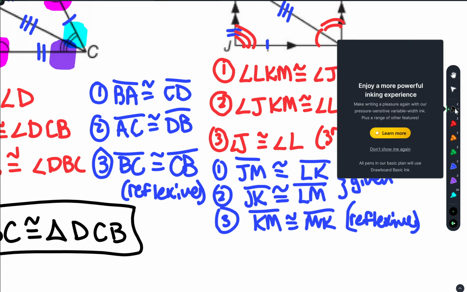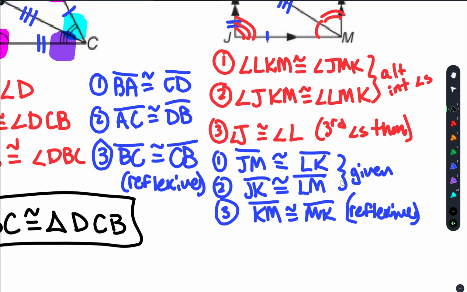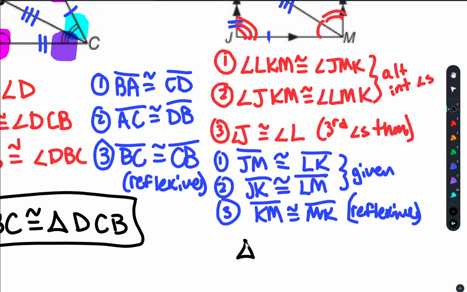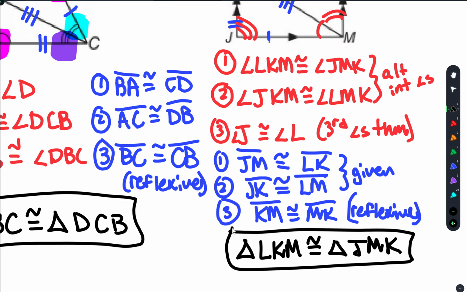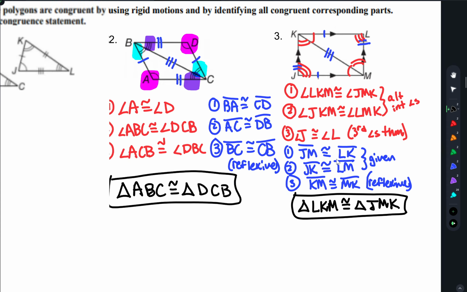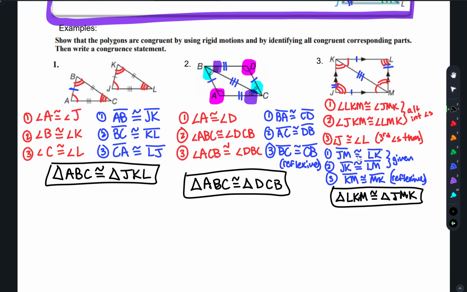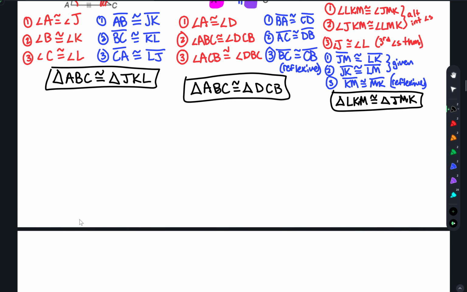Okay, totally running out of room, but now let's finish it off. Now that I have 3 sides, 3 angles, I'm going to write triangle LKM is congruent to triangle JMK. As a little shortcut, if we wrote these angles correctly, I can just copy one of those angles for my triangle congruent statement. All right, any questions on this? I know that's kind of a doozy, but that's by our definition. All angles congruent, all sides congruent. We will eventually get some shortcuts for that.